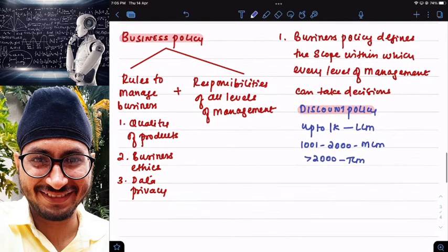What is happening here? This is called scope, the limit within which I have to take a decision. What is the limit of discount that can be given by lower level management? 1000. What is the limit of discount that can be given by middle level management? Up to 2000. Beyond 2000, who has the limit to decide? Top level management. This is called the scope within which every level of management can take decisions.